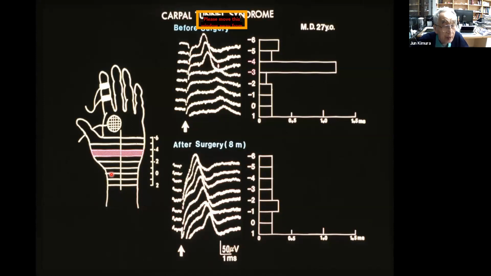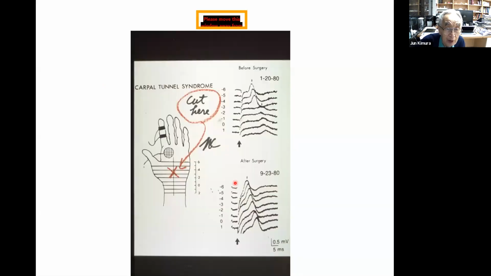The nerve is pinched at the distal edge of the carpal ligament, exactly -4 to -3. So with this imaging technique, we can tell exactly where the compression site is, and we can tell the surgeon where to go. And the next slide is the reporting form we used to use in those days to make sure that the surgeons know where to go to cut. And this is where the jump is, from here to here, and that is -4 centimeter distal from the distal crease. That's where the nerve is pinched.